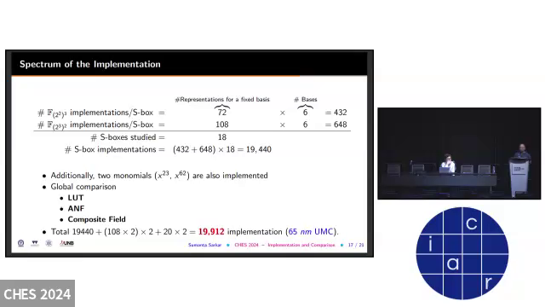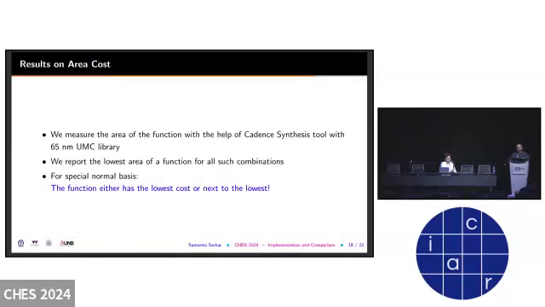Then, with all these representations and all these choices of basis together, we tested all 18 S-boxes. In total, we tried 19,440 representations. We also tried additionally the inverse function and degree four. We not only compared against the lightweight designs we had, but also against LUT and ANF. In total, we considered 19,912 S-boxes. We used the Cadence synthesis tool with the 65 nanometer UMC library, and we reported the lowest area function. Our representation really gave us a lighter implementation than ANF and LUT.